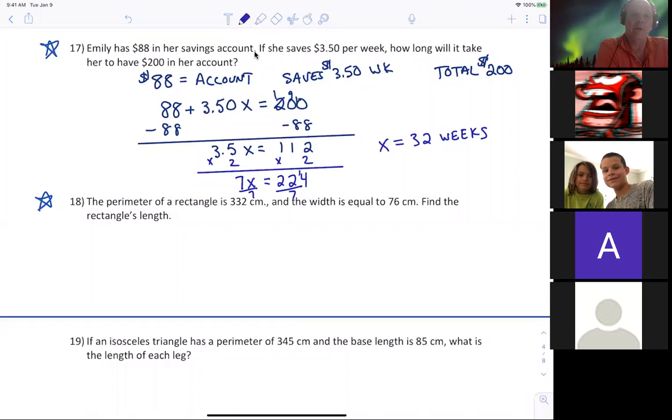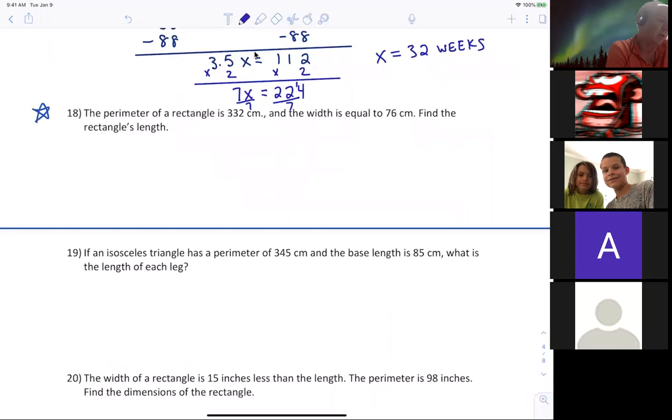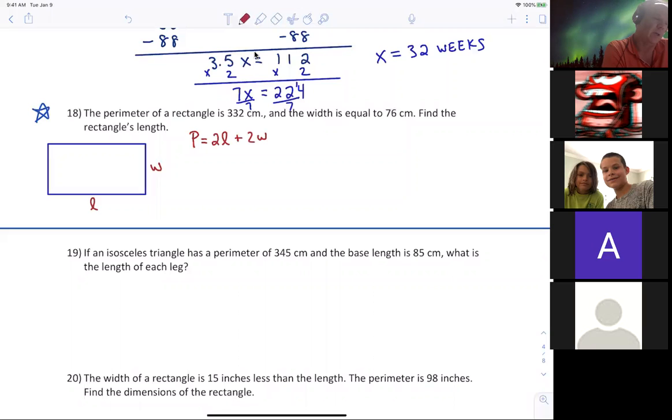So here we go. Number 18. All right. So what I would like everyone to do is, since we're talking about a rectangle, of course, I want you to draw a rectangle. And of course, I know everybody knows, because we've done it a million times, the rectangle has a length and a width. And everybody should know the perimeter of a rectangle is there's 2 L's and there are 2 W's. So everybody agree with that?